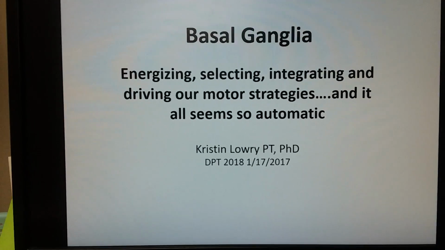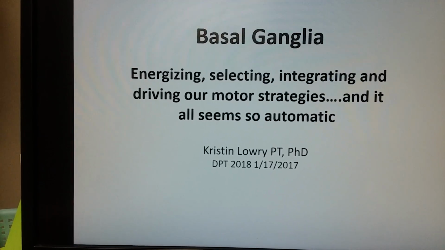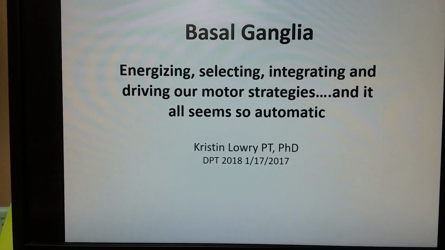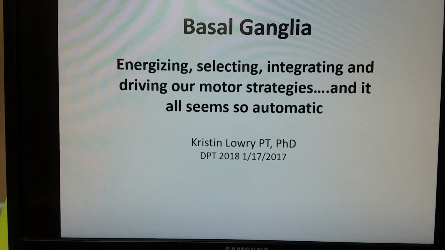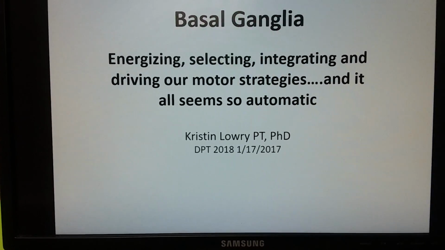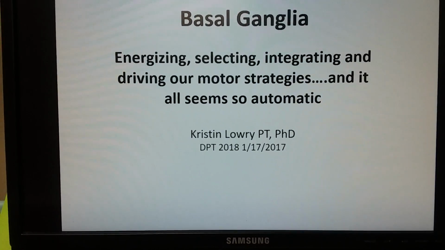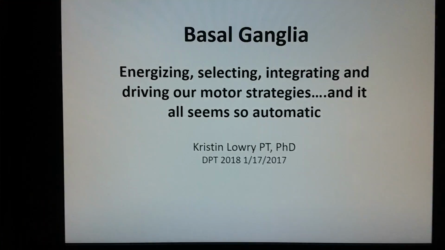So today we're going to talk about a major subcortical structure, the basal ganglia. And this is titled Energizing, Selecting, Integrating, and Driving Motor Strategies. And it all seems so automatic. And we're really going to talk about energizing and selecting today.